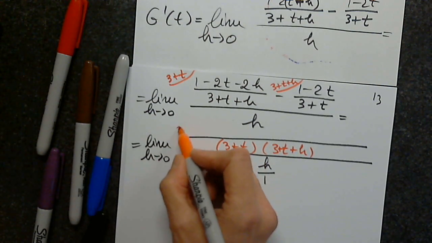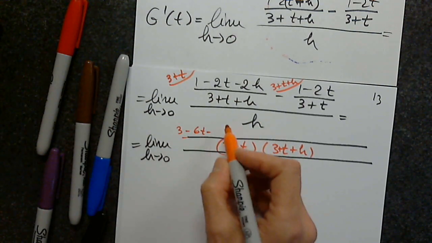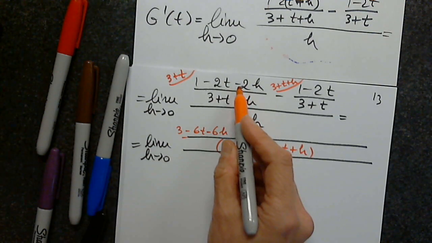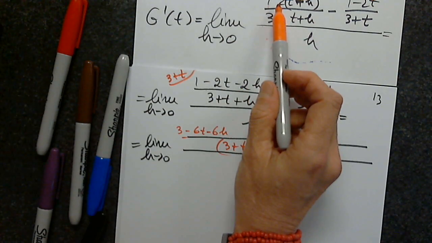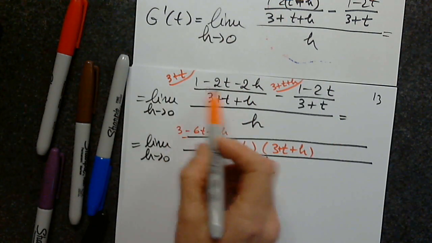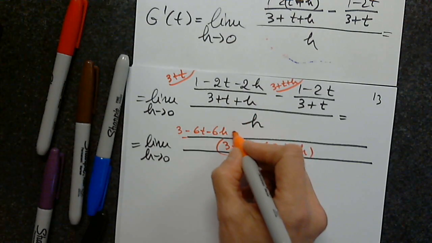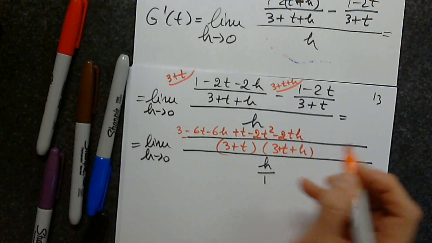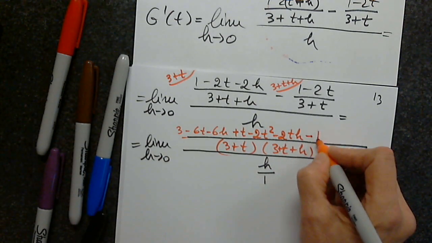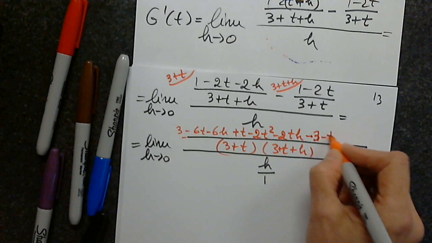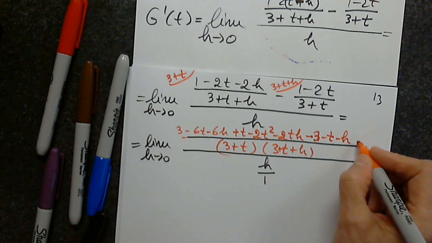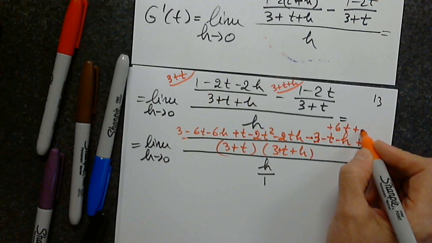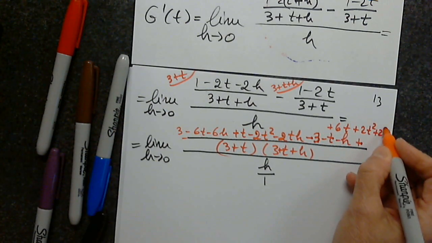3 minus 6t plus 6h plus t, minus 6h. Careful, because I have a minus in front. Okay, so 3 minus 6t minus 6h plus t minus 2t squared minus 2th minus 3 minus t minus h, but plus 6t plus 2t squared plus 2th.